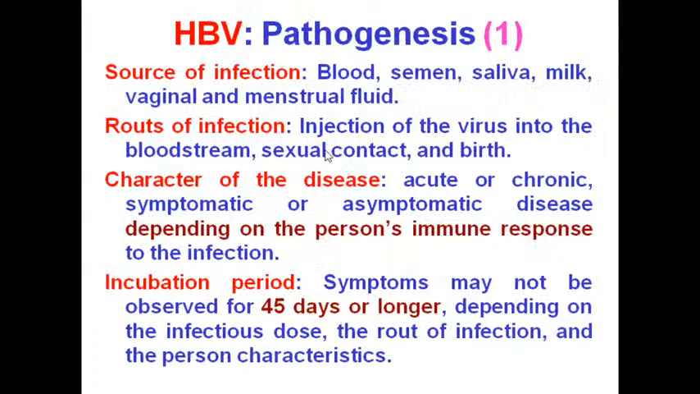So we take a look at it. The source of infection are any body fluids, route of transmission: injection into the bloodstream, sexual contact, or during the birth. So what is the character of the disease caused by hepatitis B? Usually it can be acute or in 5 to 10% chronic. It can be symptomatic or asymptomatic, and the type of the infection or character of the disease will depend very much on the person's immune response.